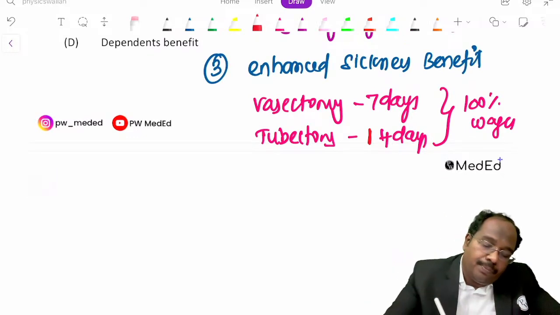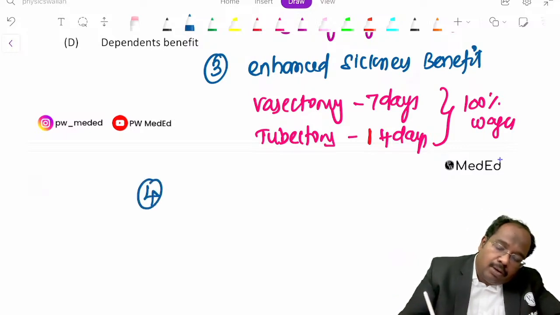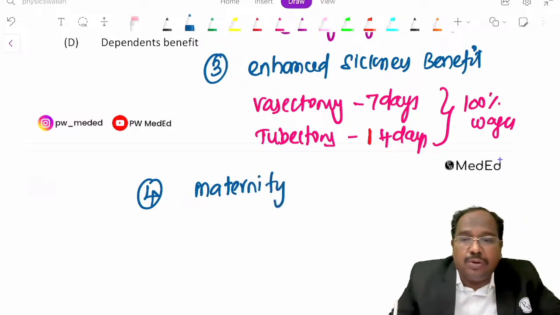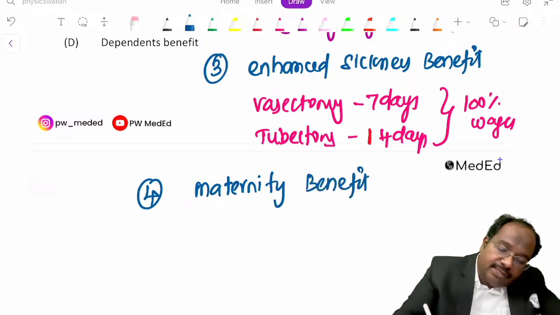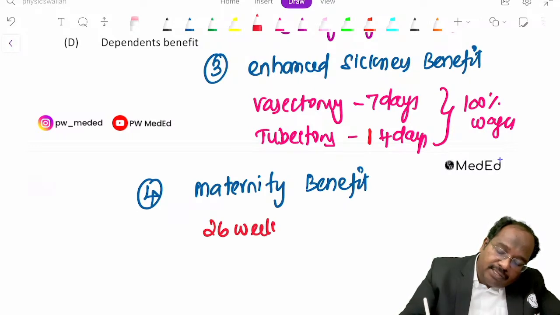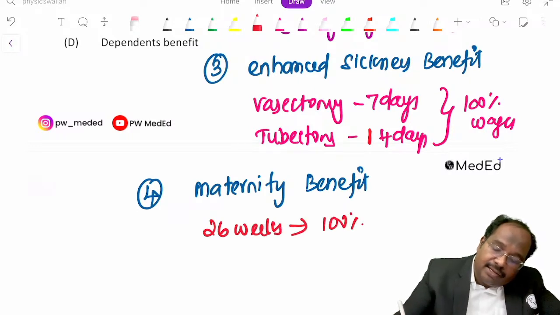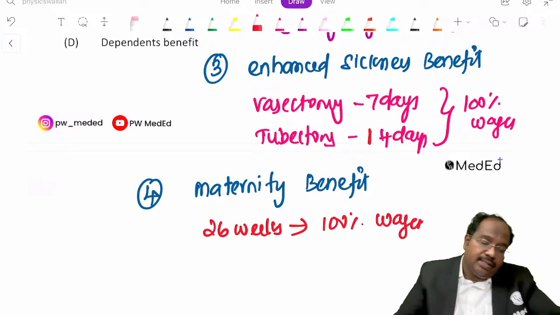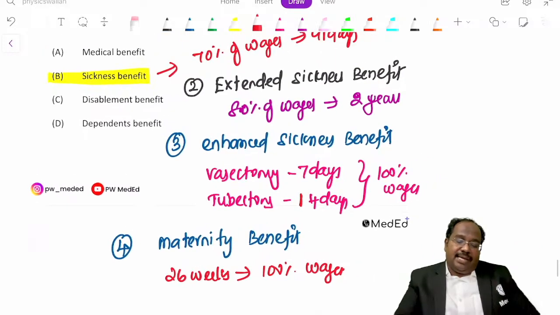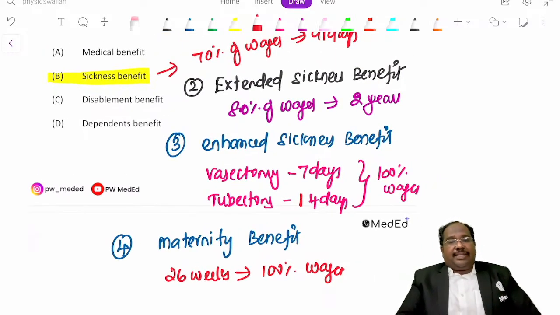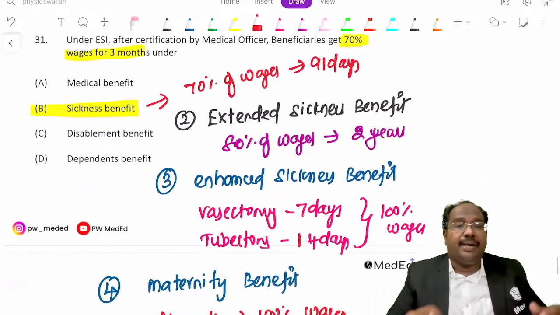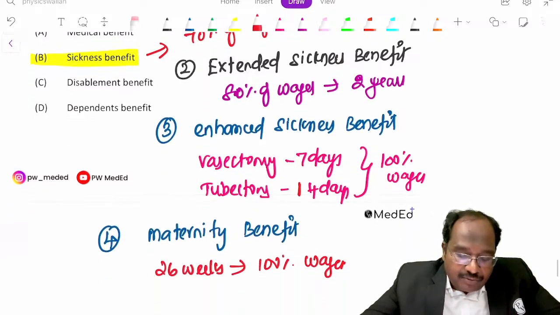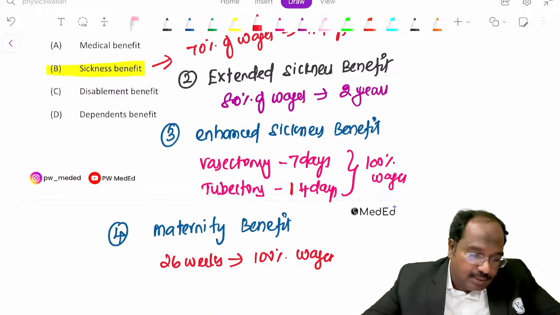Fourth one, maternity benefit. If the worker has to go for delivery, they will be given leave for 26 weeks, with 100% wages. So extended sickness benefit, enhanced sickness benefit and maternity benefit, guys. Fine. So am I clear? These are the points we should know regarding occupational health, guys.